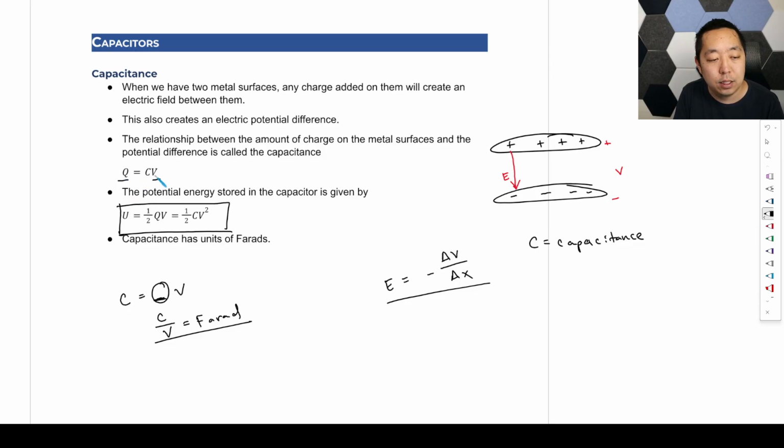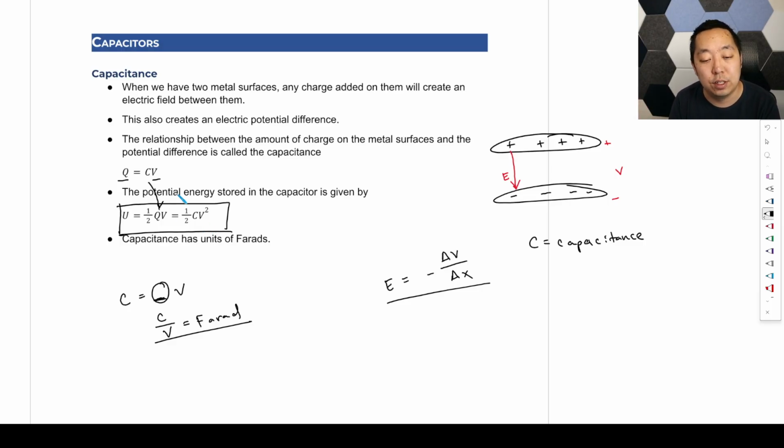If you plug CV into there, you get 1/2 CV squared. So again, this is a shorthand. Rather than summing up a bunch of charges and adding up the equation for potential for every pair of point charges, capacitance gives us a way to find the potential energy of that entire charge configuration very easily.